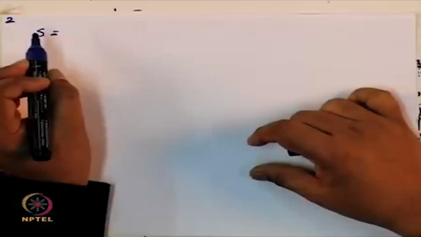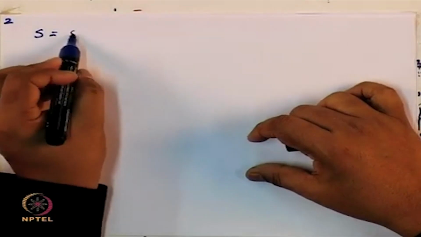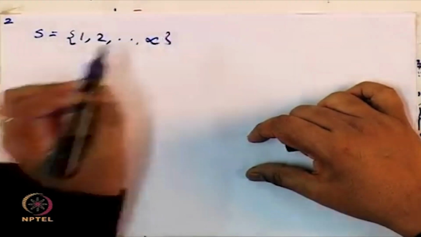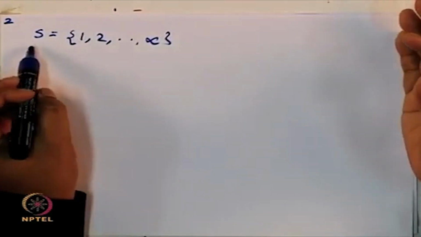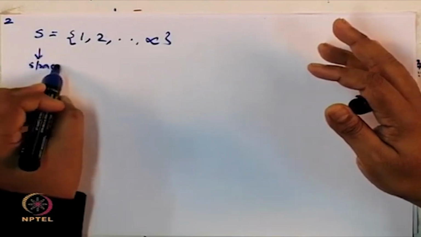Now, let us say I say sample space S represents all natural numbers. All natural numbers are positive numbers, greater than 0. So, my sample space will represent 1, 2, dot dot dot, infinity. In other words, there are infinite possible outcomes. So, this sample space is the space of all natural numbers.